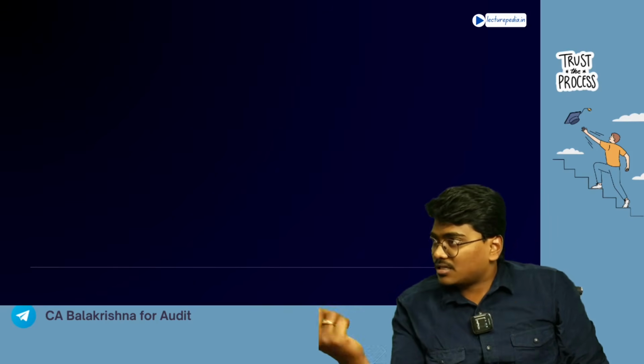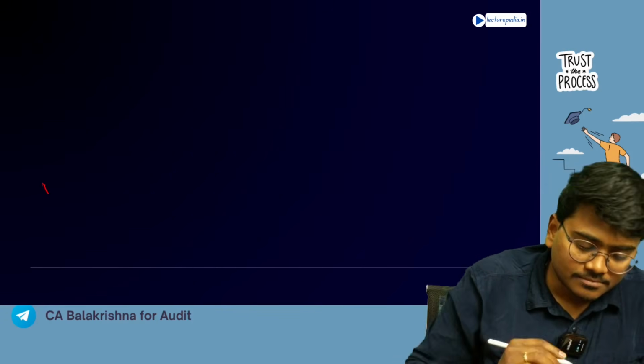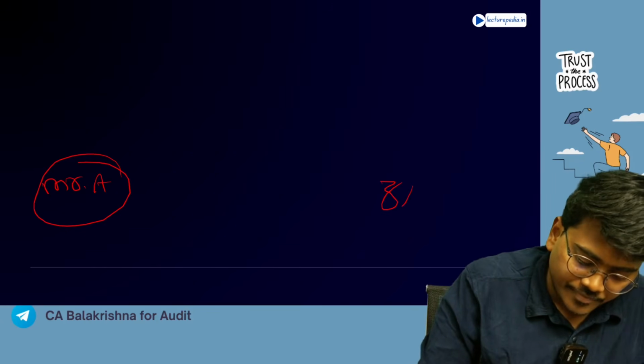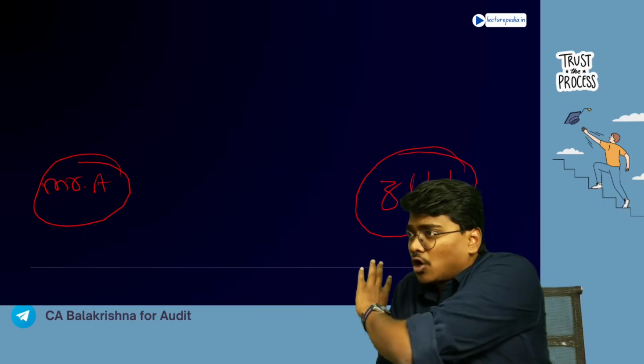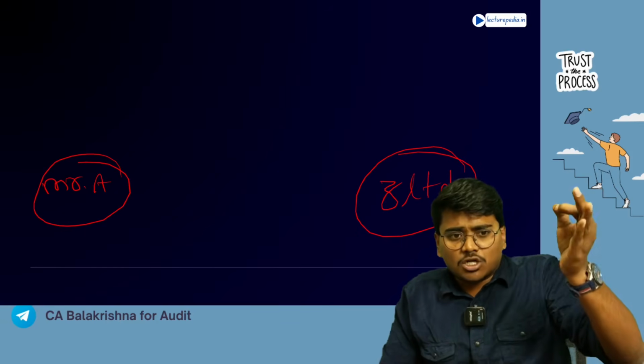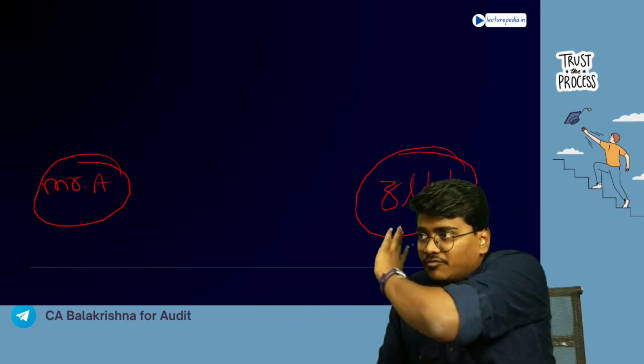What is the difference between independence in mind and independence in appearance? Let's say, for example, independence in appearance: all the people seeing you should feel that you are independent of your client. Let's say Mr. A is a chartered accountant auditing Z Limited. Mr. A has not invested any amount in Z Limited. Mr. A is not having any relationship with Z Limited.